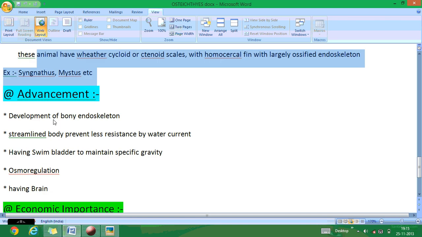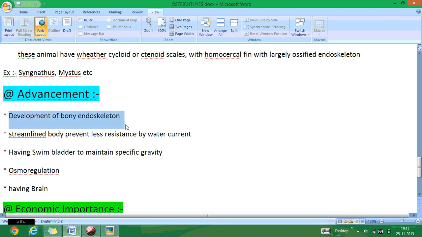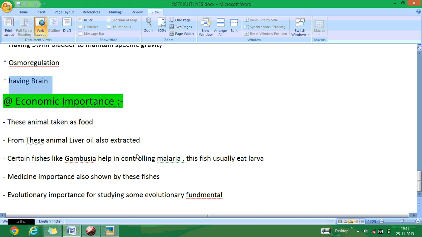Advancement and development of bony fish. As we go from Chondrichthyes to Osteichthyes and further on, we see advancement. The first advancement of these species is having a bony endoskeleton. The second advancement is a streamlined body to reduce resistance to water. They have a swim bladder to maintain specific gravity in water. They regulate the osmotic balance of their body and have proper brain function.